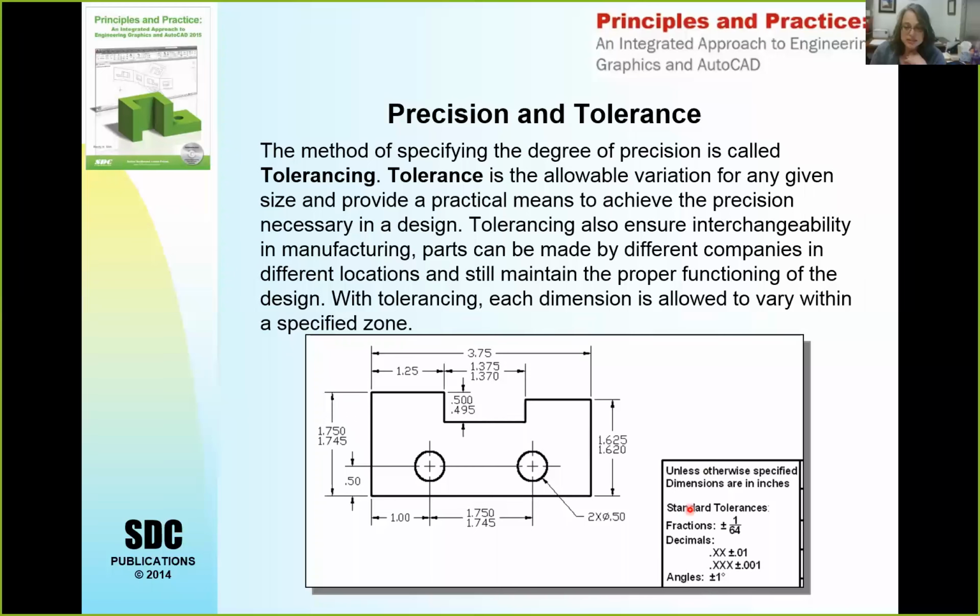Down here we've got a kind of standard boilerplate statement. This usually appears in the title block of your drawing, and what this says is that if there's any measurement on here, for example this one, that does not have a minimum and a maximum indicated, then it will comply with the standard tolerances of plus or minus 1/64 of an inch. And angles, if they are not otherwise indicated, are plus or minus 1 degree. So we've got both some specific limits and some generic limits that apply to the entire drawing.